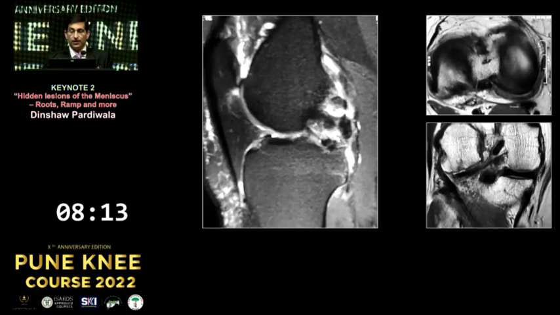The type 3s are tears such as this. So you'll see the root, it's not detached from the bone, but this has a longitudinal tear directly there in the root, well seen here in this image too.